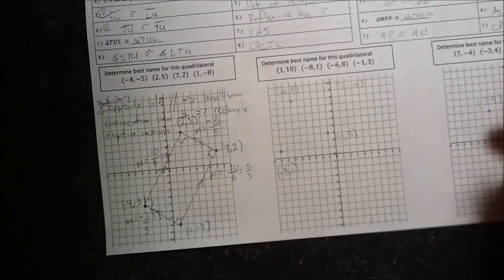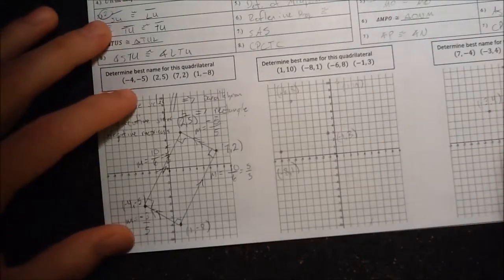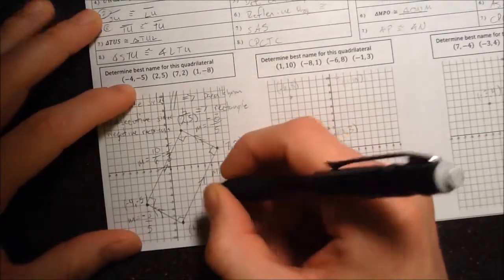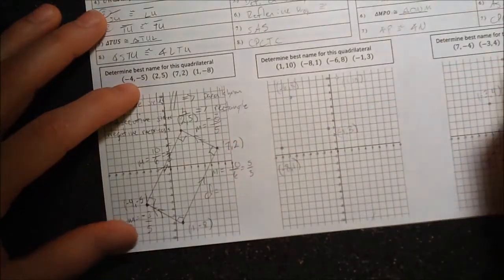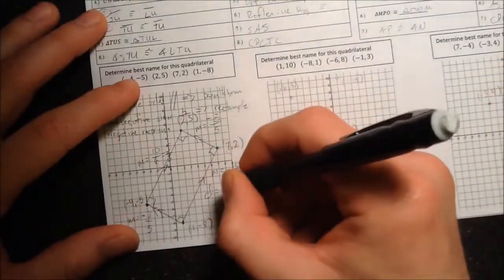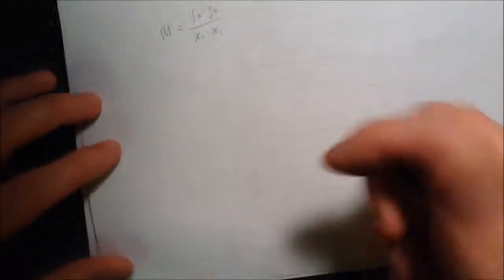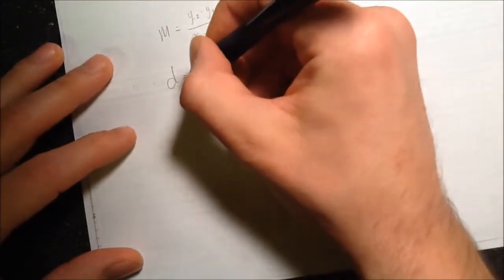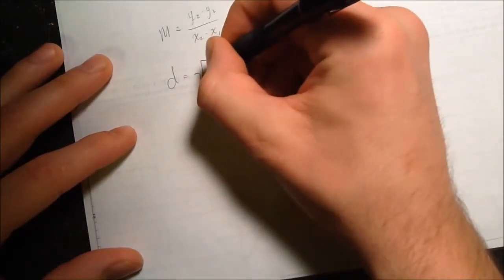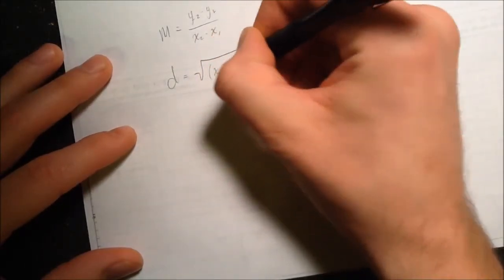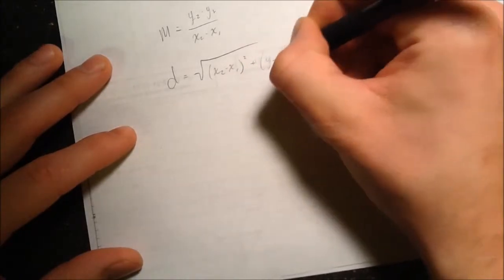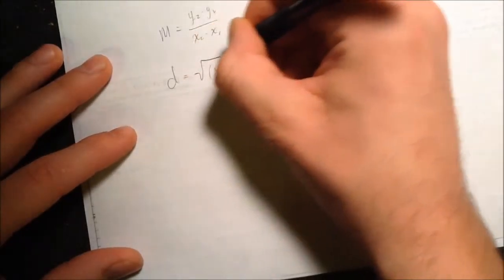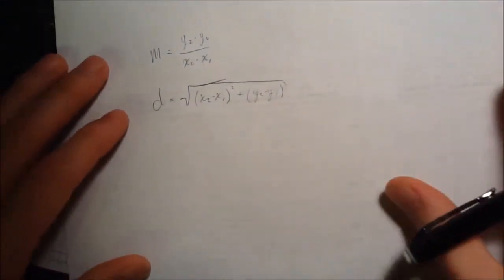And you could stop there. I mean, that's enough proof. But if you wanted to continue on and find the length of each side, that's totally fine. You'd have to use the distance formula. The distance formula is the square root of, you have the change in x, quantity squared, plus the change in y, quantity squared. And you are taking the square root of all of that.